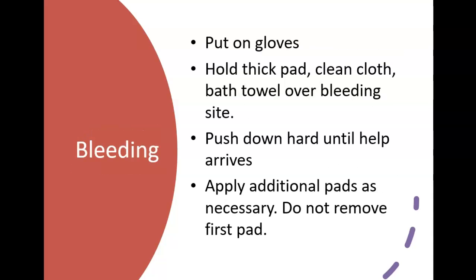If you have a resident that is bleeding, you're going to put on gloves. Hold a thick pad, clean cloth, or bath towel over the bleeding site. Push down hard until help arrives. If it bleeds through what you're using, then you just add to it. You don't take the old one off. You just keep adding to it.